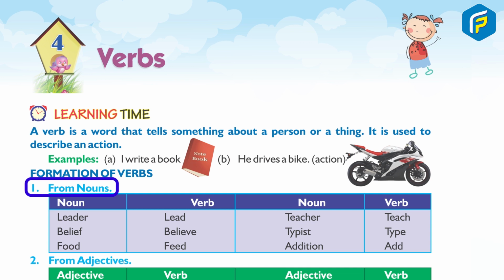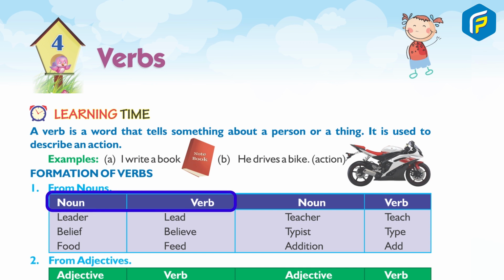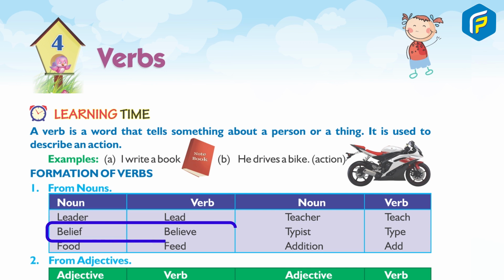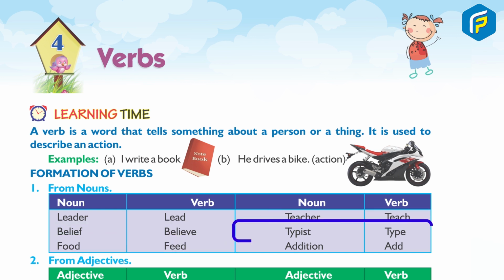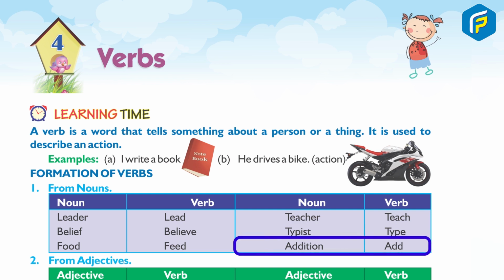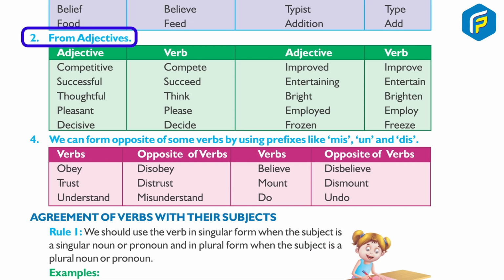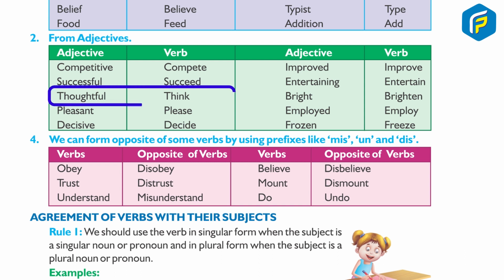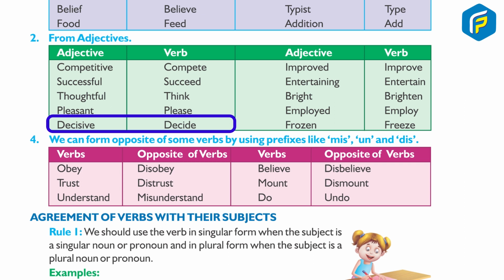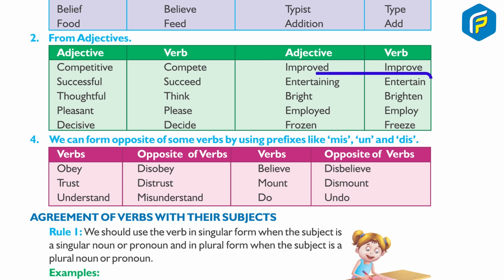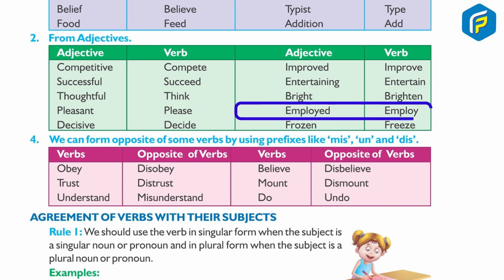Formation of verbs. 1. From nouns. Noun, verb: leader, lead; belief, believe; food, feed; teacher, teach; typist, type; addition, add. 2. From adjectives. Adjective, verb: competitive, compete; successful, succeed; thoughtful, think; pleasant, please; decisive, decide; improved, improve; entertaining, entertain; bright, brighten; employed, employ.